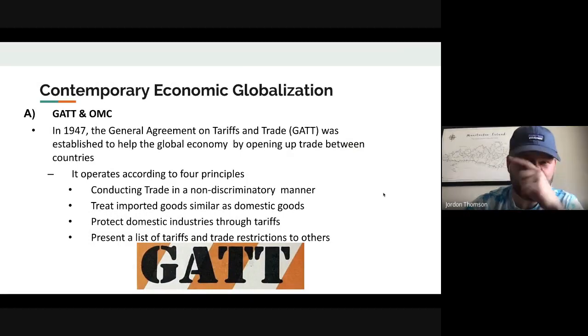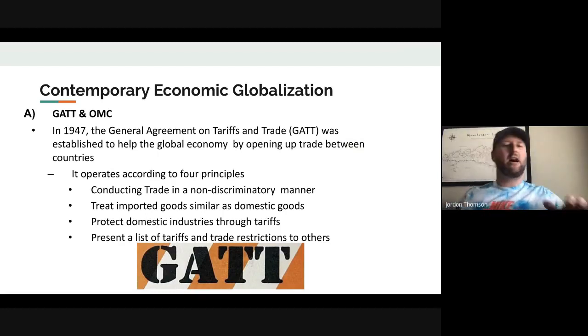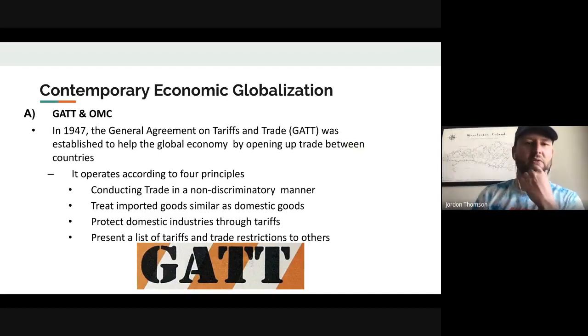Okay, so these are a couple of programs and kind of agencies in place that regulate trades and tariffs. So in 1947, the General Agreement on Tariffs and Trade was established to help the global economy by opening up trade between countries. Okay, so they started to regulate it, right? They couldn't let the unequalness of it all take place, and so some of these companies came in to start to regulate. So it operates according to 4 principles: conducting trade in a non-discriminatory manner.